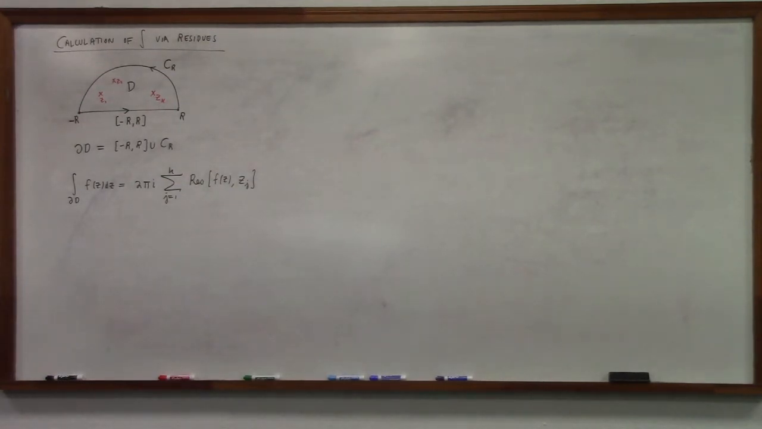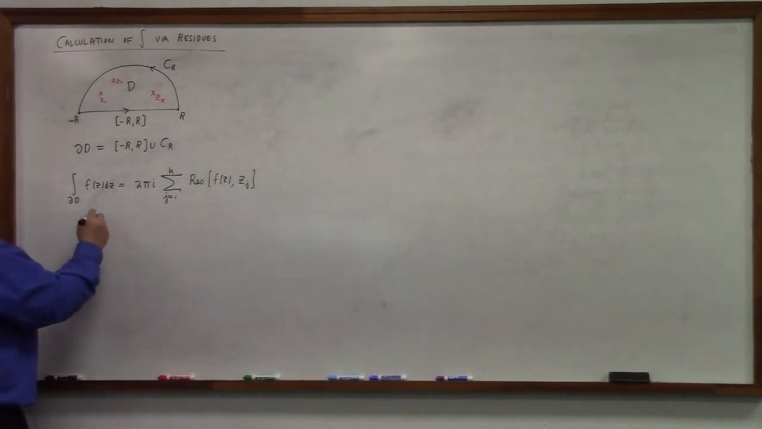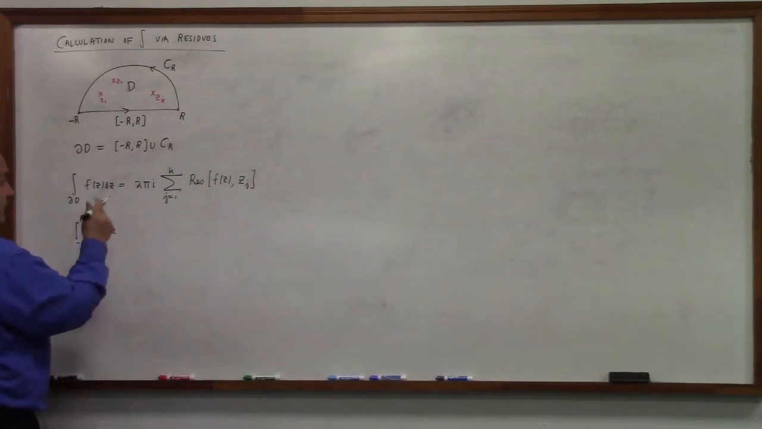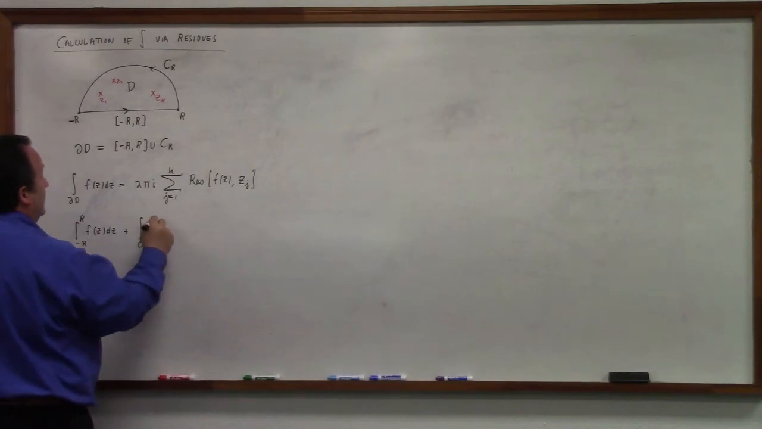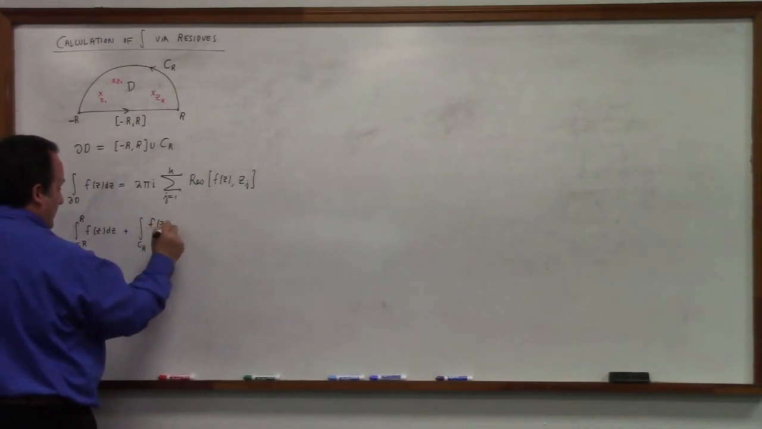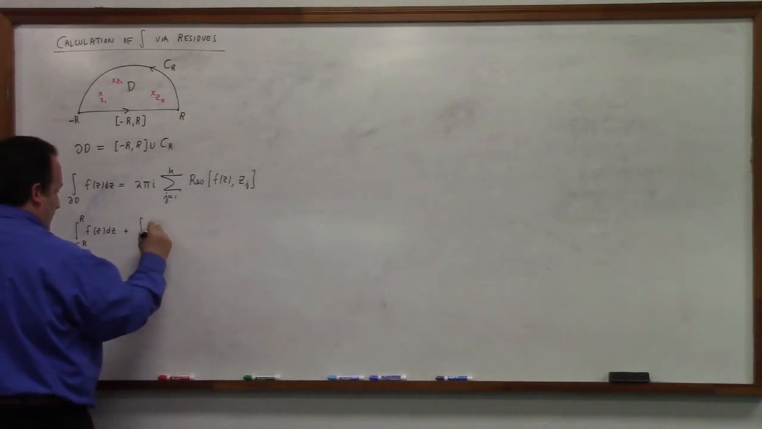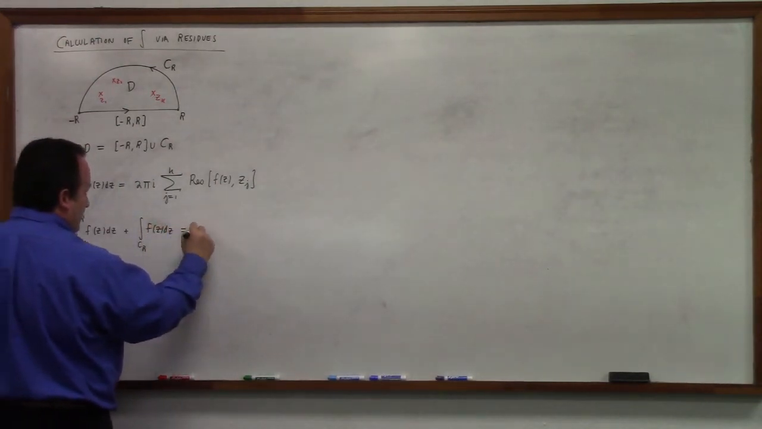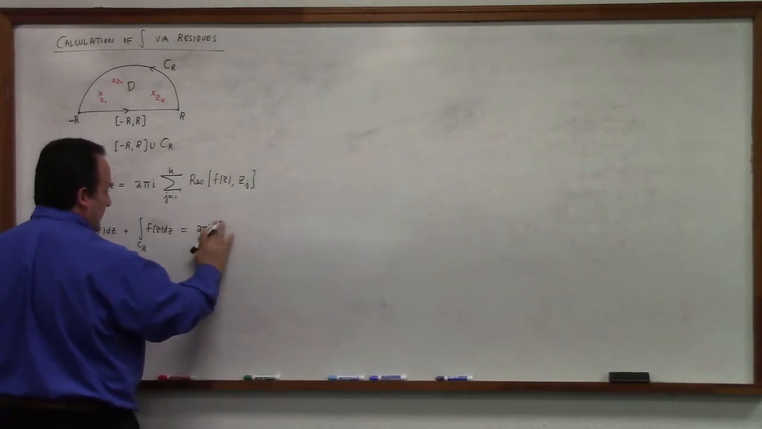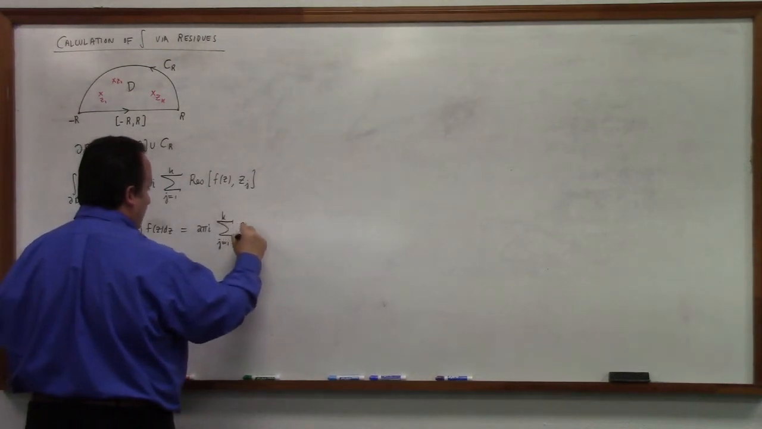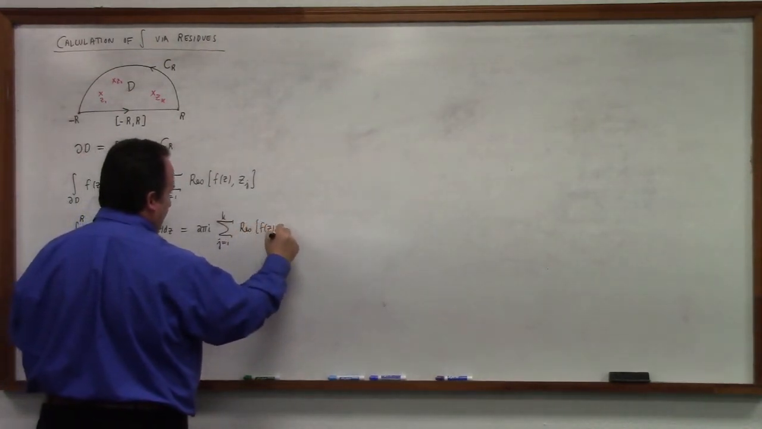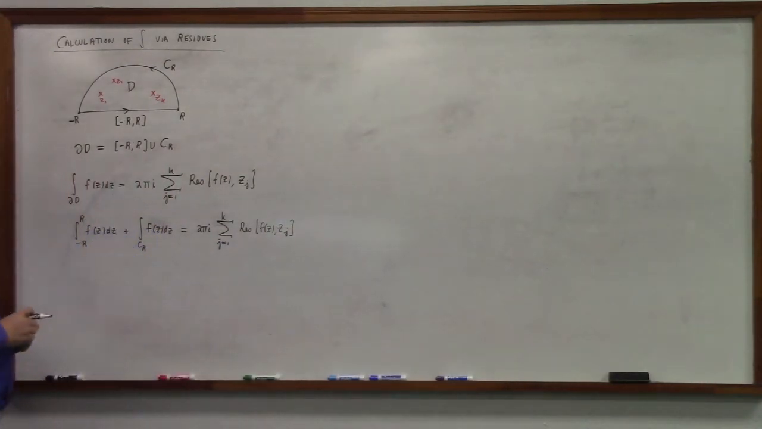But of course, we can also break this into two pieces. So what we're really looking at is the integral from minus R to R of f(z) dz, plus the integral over C_R of f(z) dz, equals 2 pi i times the sum of the residues. Okay?